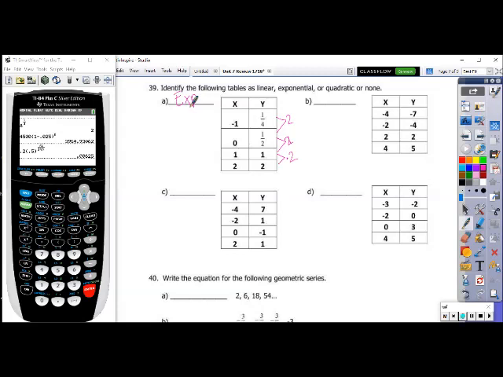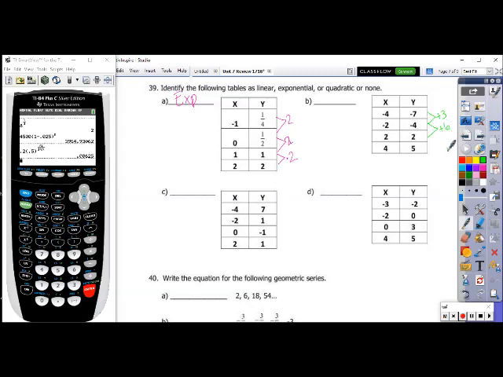On B, we are on the left side on your X's, you're going up by 2 each one, so we don't have to worry about that. Then on this side, looks like we are plussing 3 here. Then we are plussing 6 here.